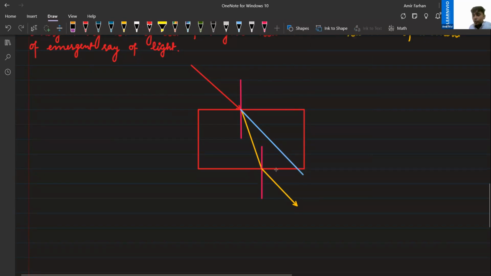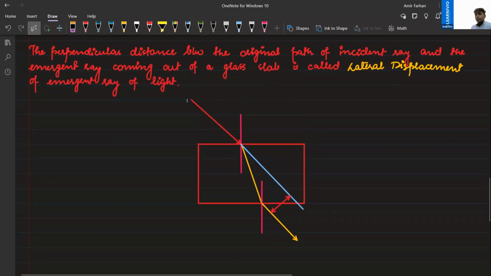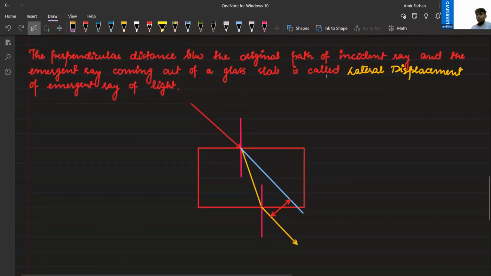You can see the distance between the two lines, that is called the lateral displacement. So that's what the definition is. The perpendicular distance between the original path of incident ray and the emergent ray of the glass slab is called lateral displacement. This line is called emergent, and this is your incident ray. Is that clear to you or not?